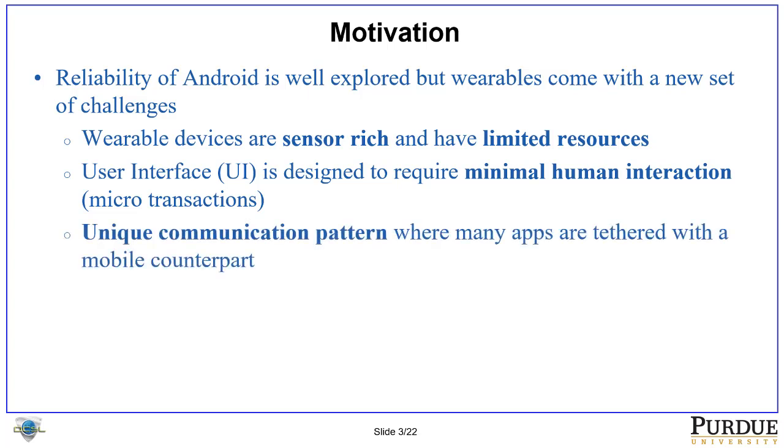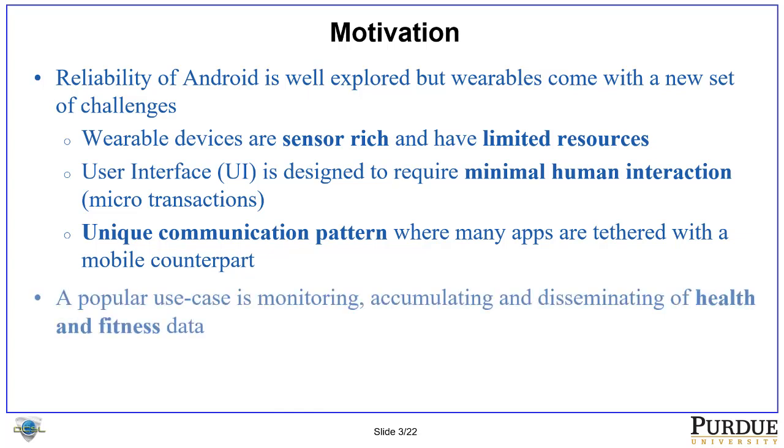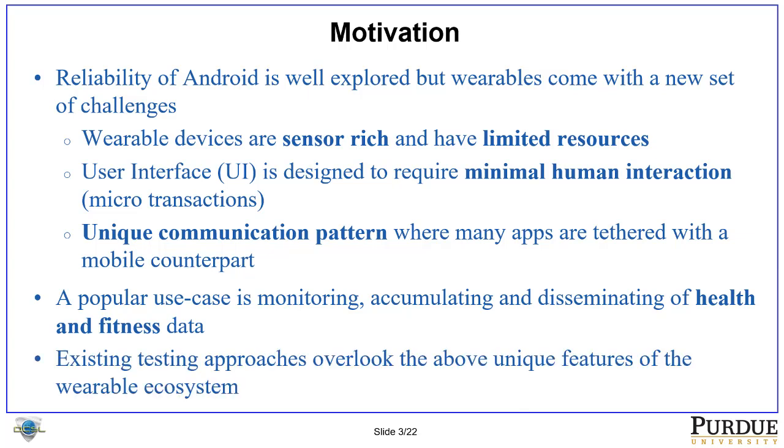Moreover, because of the same reason, wearable applications often rely on a mobile counterpart. Since these devices are commonly used for health and fitness purposes, it is important to understand the vulnerabilities in their software architecture and how to mitigate them. Existing testing approaches focus on covering reliability issues related to the user interface, and even though it is important for improving the user experience, it overlooks some of the important characteristics of wearables, such as inter-device communication and sensor awareness.